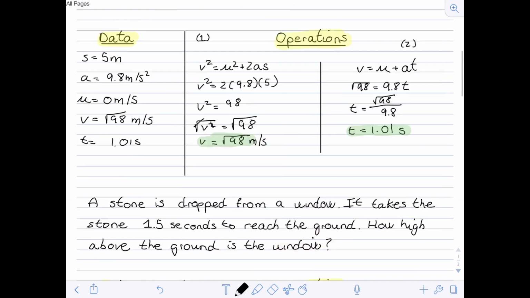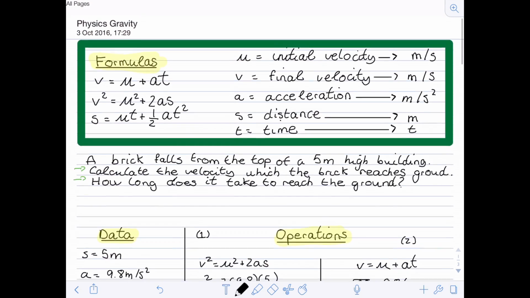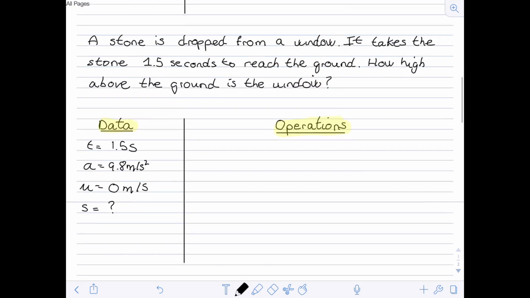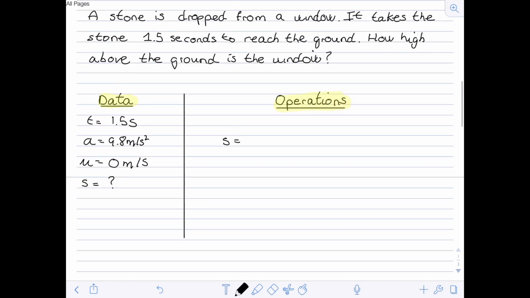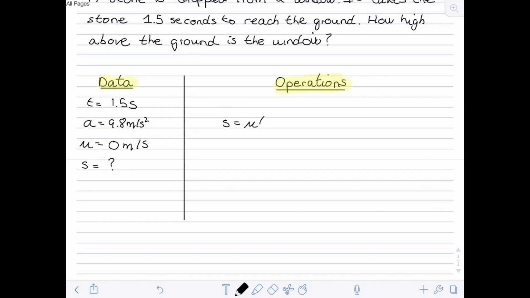So what formula should we use? Well, we can use the first or the second one. Let's use the second one, as we used the first one in the first question. So s is equal to ut plus a half at squared. s is going to be a variable, so we leave it as that. u is going to be 0, so 0 multiplied by a number is 0.